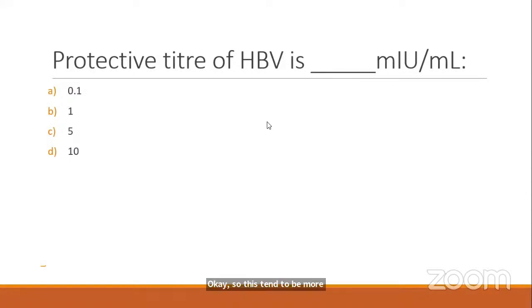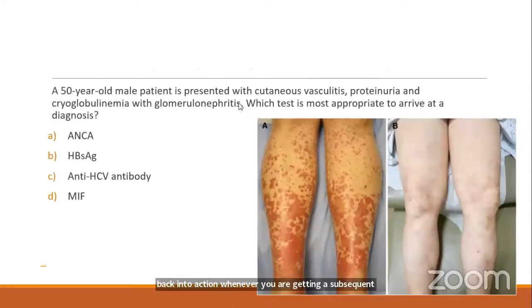Always remember one fact. If you have had a protective titer of more than 12 once in your life, and you are not becoming immunocompromised at any point of time, that particular titer, even if it goes down in subsequent or future life, can be taken as protective, because our memory cells will immediately kick back into action whenever you get a subsequent exposure. So keep that in mind.